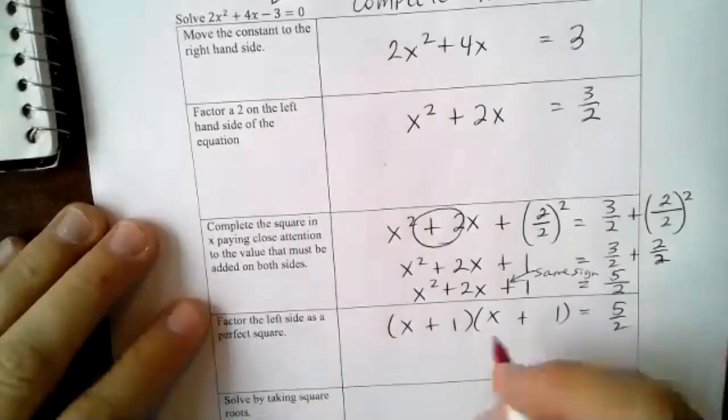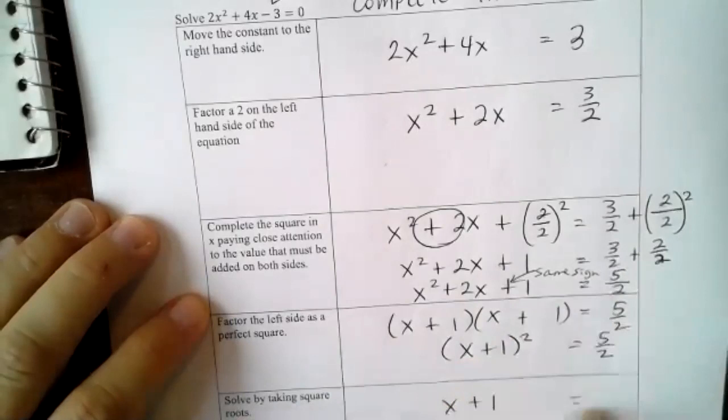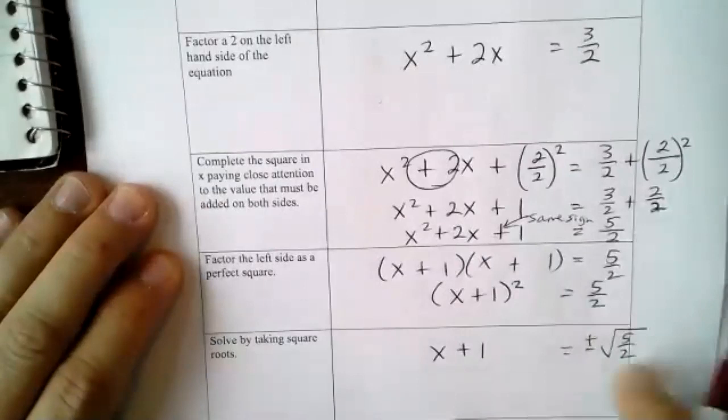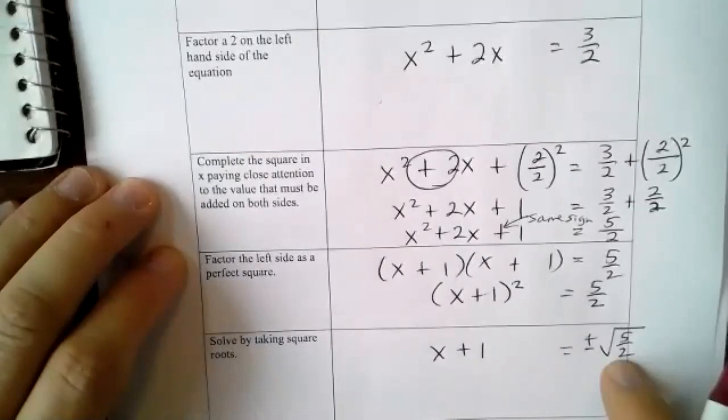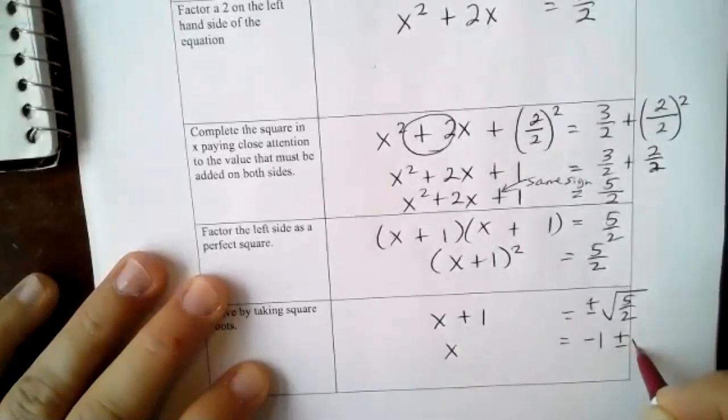And so now we're going to rewrite it. X plus 1 squared equals 5 over 2, and then we square root both sides just like we always do. So I'm doing this in a shorter format here. So this is going to be plus or minus the square root of 5 over 2, and we've got an issue right here because this would mean that we have a square root denominator, and we're going to have to rethink that, okay? So we're going to move the 1 over to the other side. So this can be negative 1 plus or minus the square root of 5 over 2.